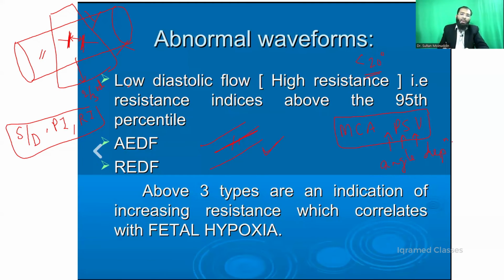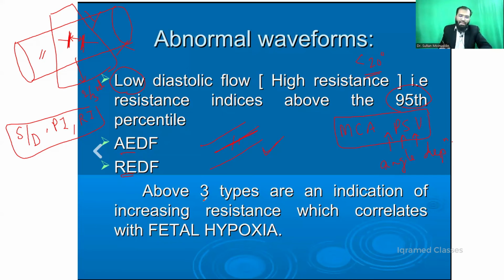Now let's come to abnormal waveforms in umbilical artery, the low diastolic flow or high resistance waveform. So I already talked about that when the diastolic flow decreases, the resistance is increasing, and you would find that these indices, PI and RI, go above the 95th percentile. And what you have is absent end diastolic flow, or sometimes reversal of end diastolic flow. So the above three types are indications of increasing resistance.